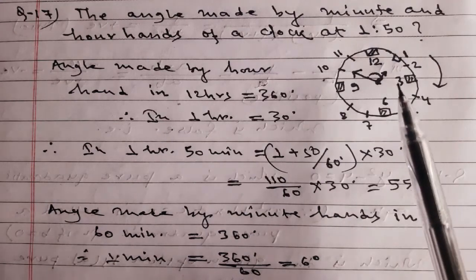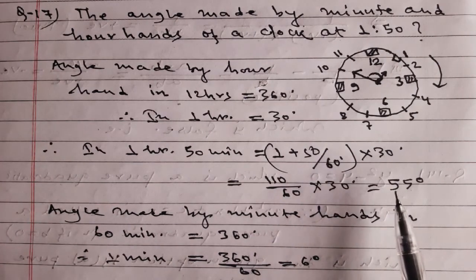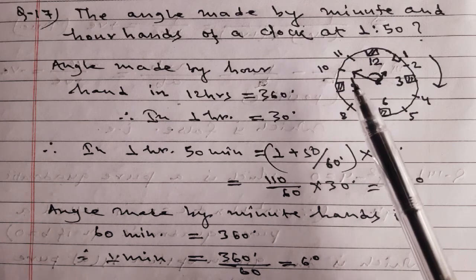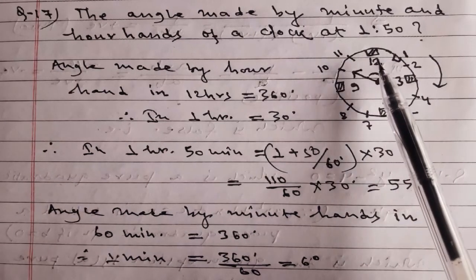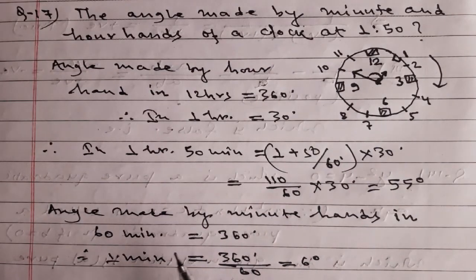So the angle made by our hand at 150 is equal to 55 degrees. Now when it is 150, the position of the minute hand is at 10. So let's determine the angle made by the minute hand in 10 minutes.